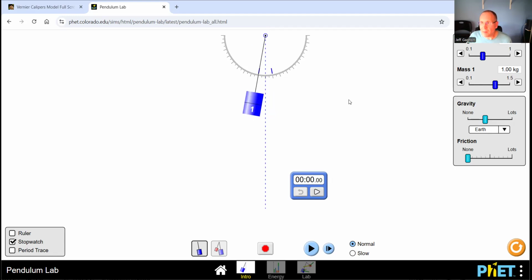Okay, in terms of the variables here, if you look up in the simulation, we can adjust the length. So we're going to want to do this. We want to calculate the period for several different lengths.